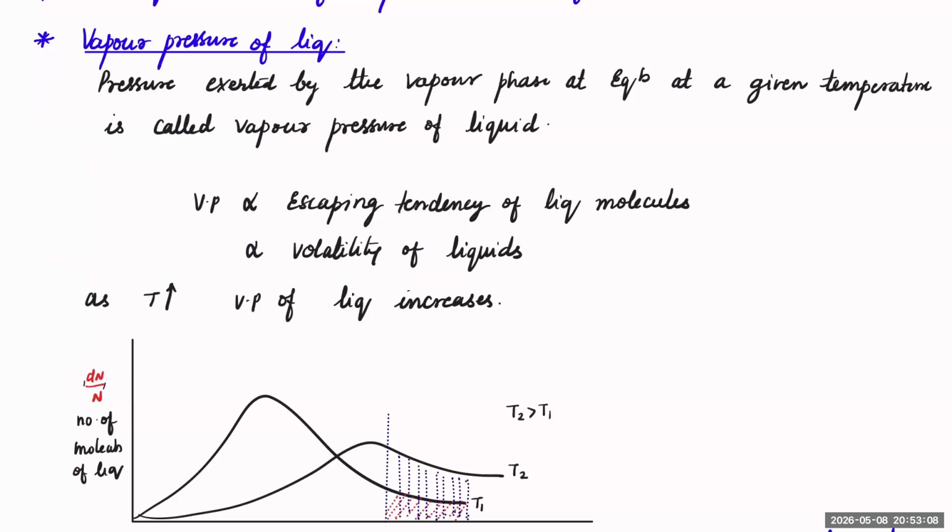Okay. Now, what factors does the vapor pressure of a liquid depend upon? Vapor pressure depends upon the escaping tendency of the liquid molecules, that is, how easily they can escape from the surface. Second, it also depends upon the volatility of the liquids. If the liquids have weak affinity between their molecules, they will be relatively more volatile. And more importantly, vapor pressure changes with temperature. When the temperature changes, vapor pressure will also change. So vapor pressure is always subject to change in temperature.